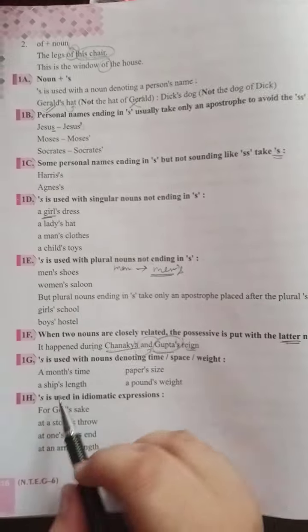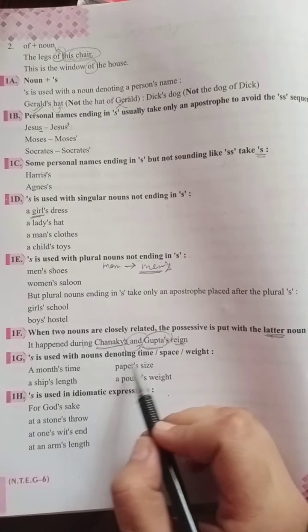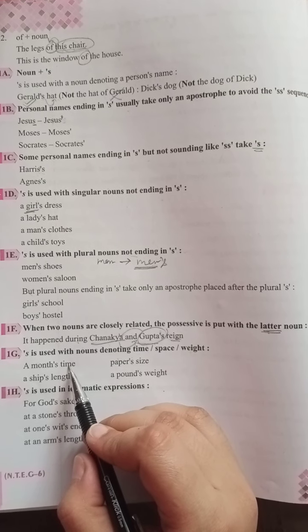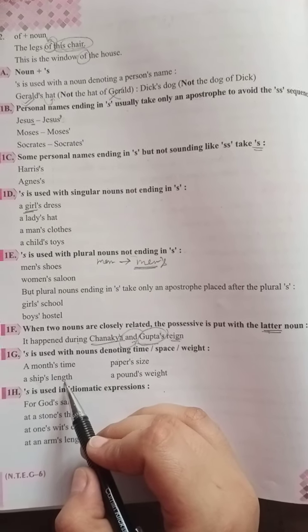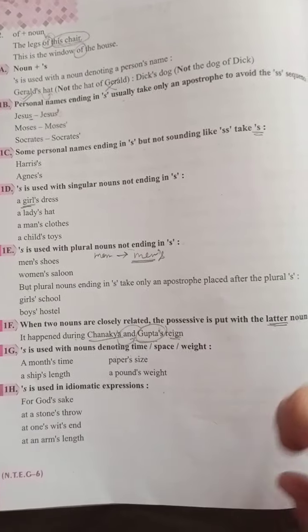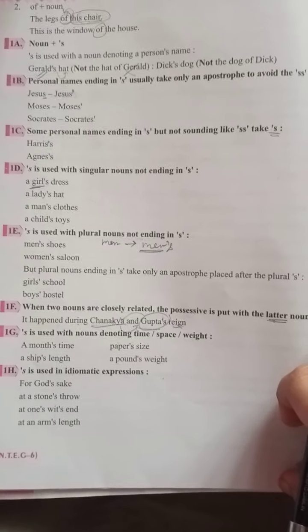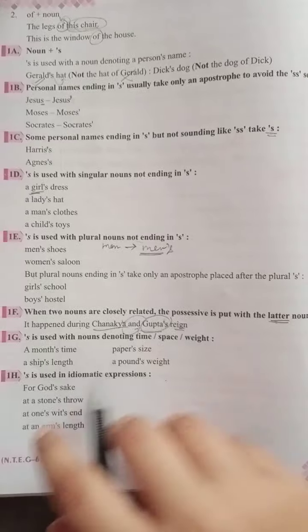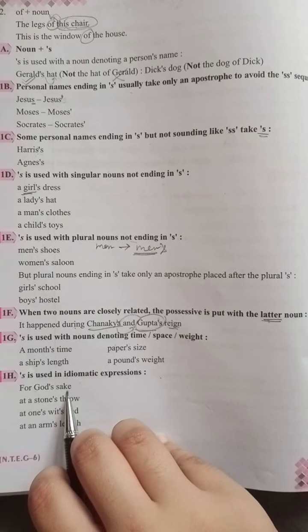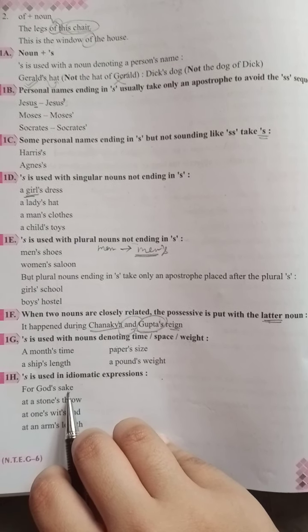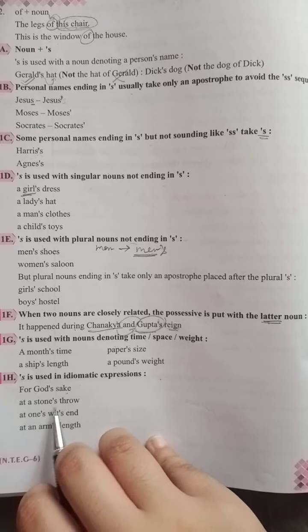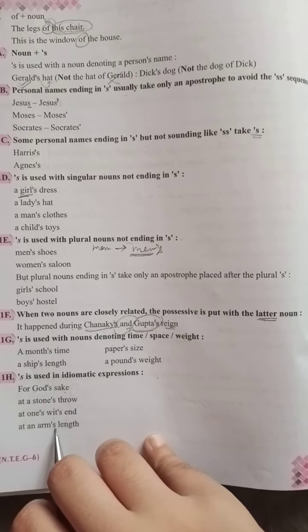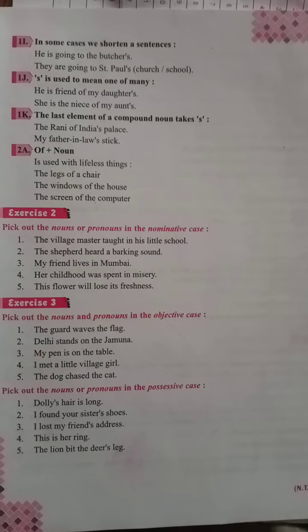Okay. Apostrophe s is used with nouns denoting time, space and weight. A month's time. A ship's length. With time, space and weight you can use apostrophe s. Apostrophe s is used in idiomatic expressions, students, as well, like for God's sake. For God's sake, just leave now. We are saying, na, at a stone's throw. These all are idiomatic expressions. With them we are using apostrophe s.